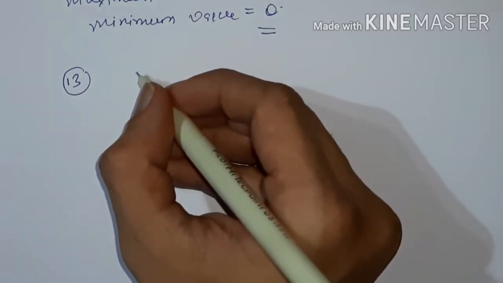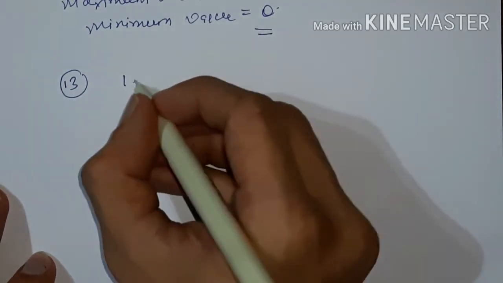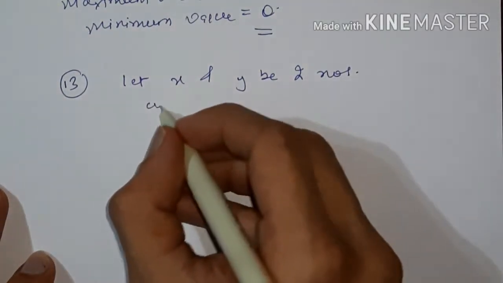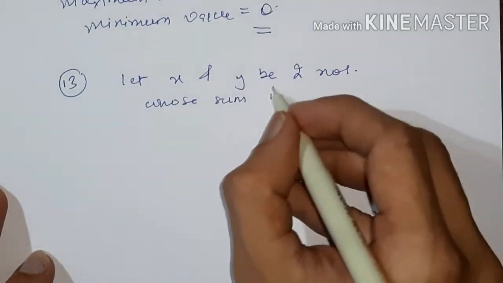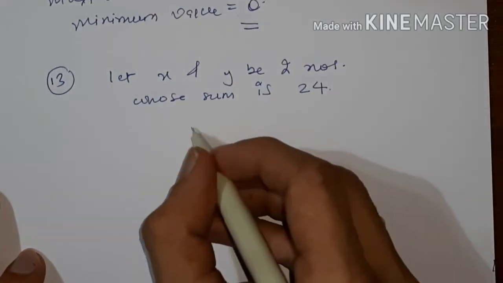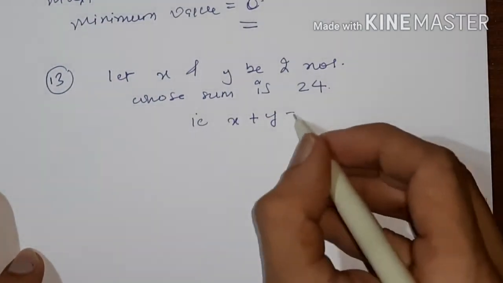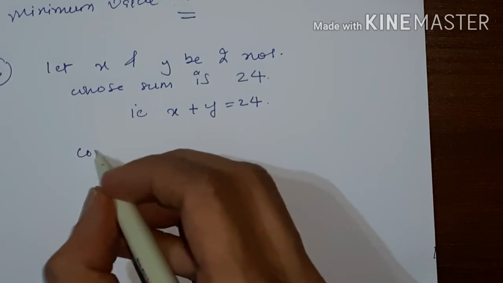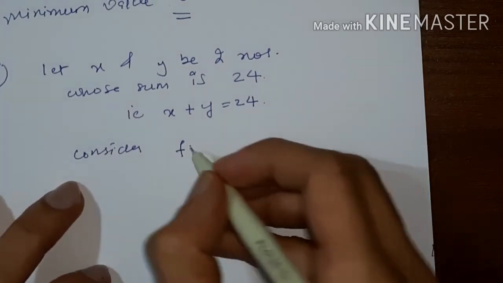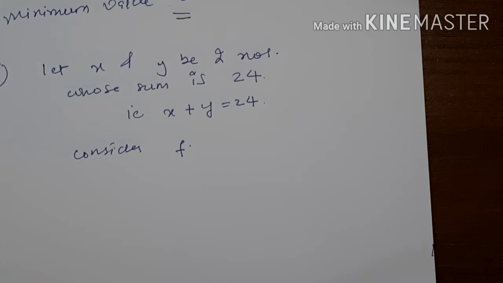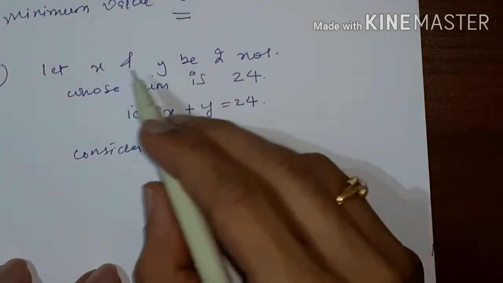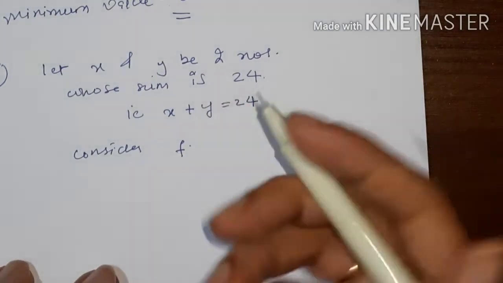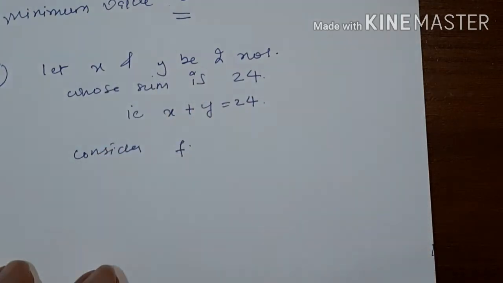So we have to take two numbers x and y whose sum is 24. So let x and y be two numbers whose sum is 24, that is x plus y is equal to 24. Here we have to maximize the product of these two numbers, that is x y.